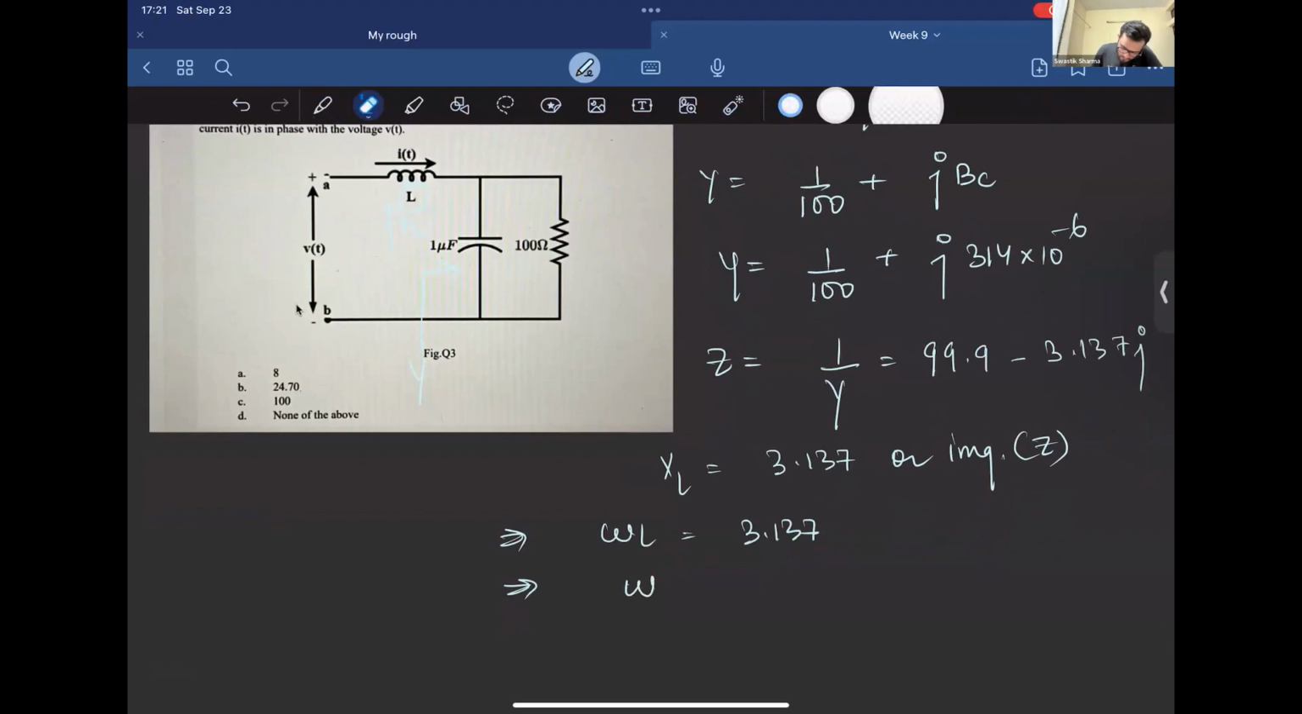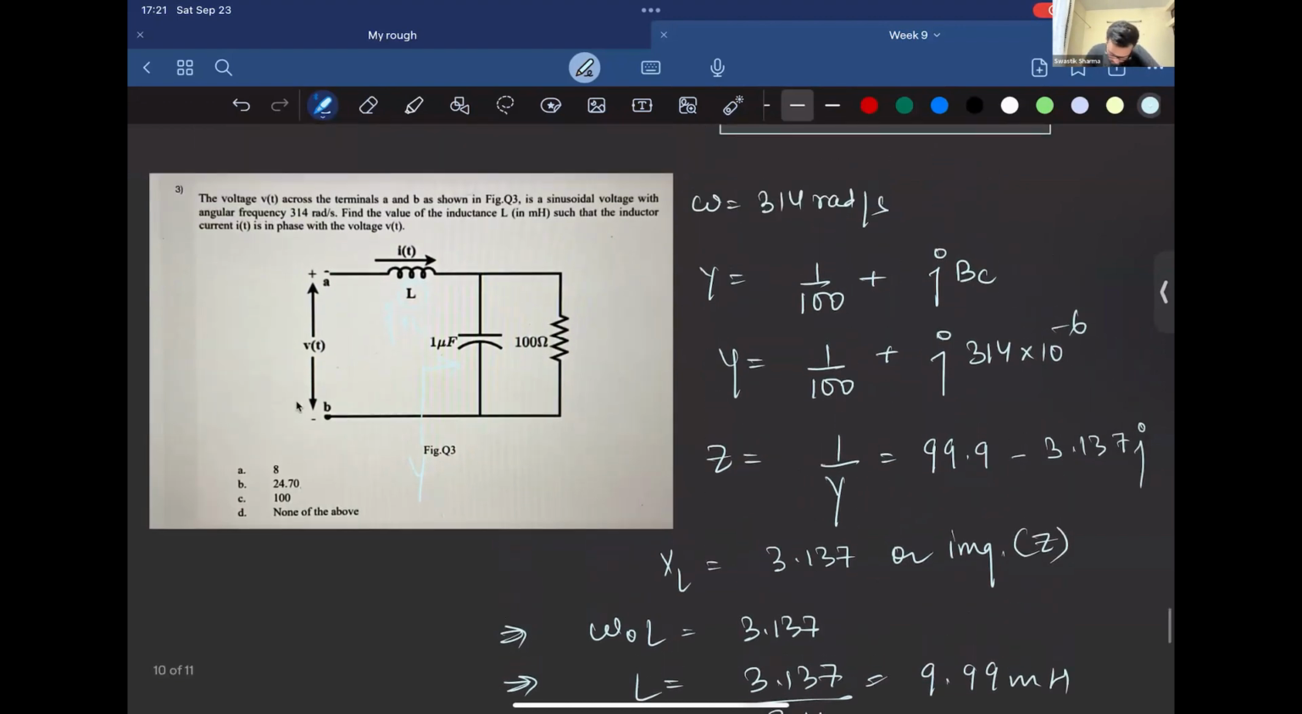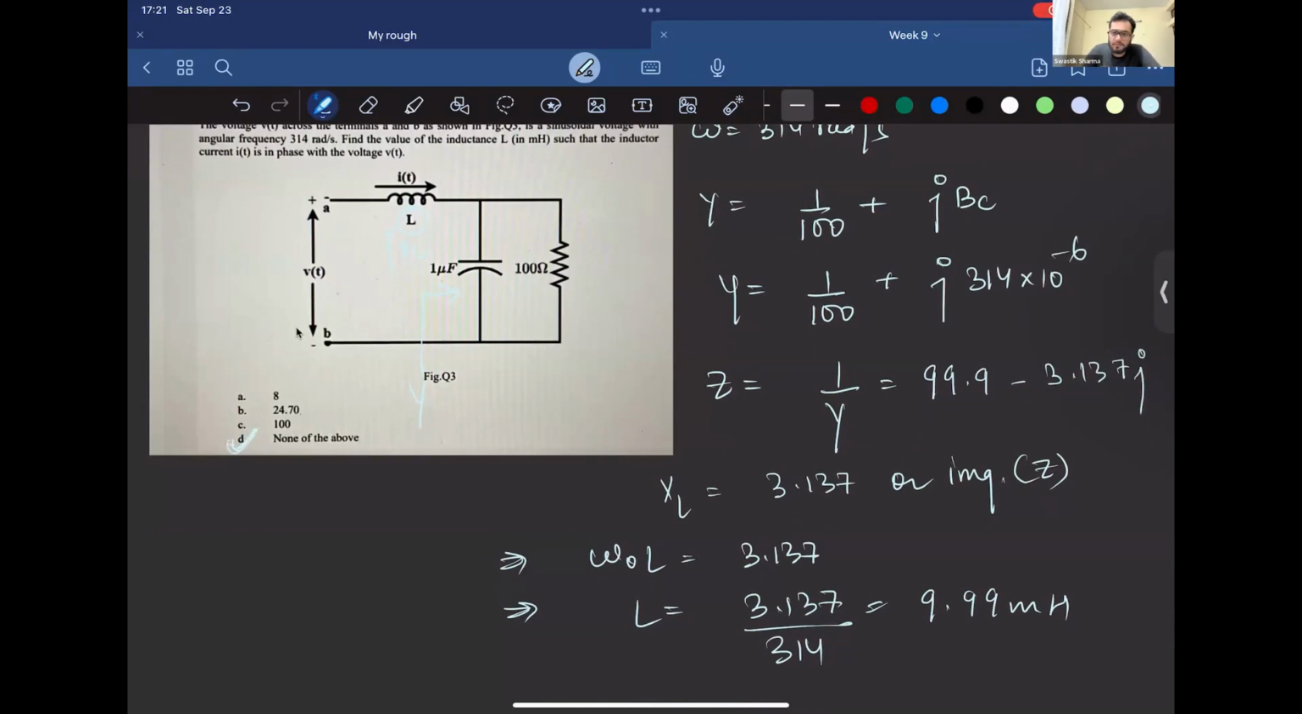We should call it omega naught L, and L will be what? 3.137 divided by 314, which is 9.99 millihenry. So none of the answers match, right? So the answer is none of the above.